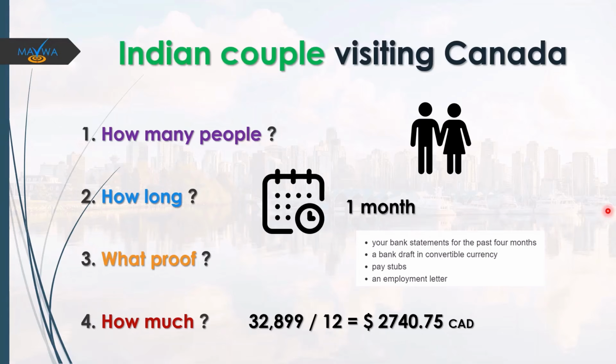So now you have a precise formula that you can apply for yourself or your family members. Remember always to ask how many people are going to Canada, how long they're staying in terms of months, what proof are required based on CIC's expectations for visitor visa, and finally how much that will depend on the LICO. You can find the link in the description.